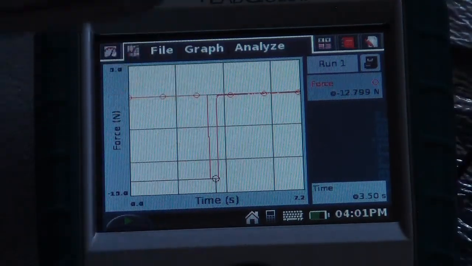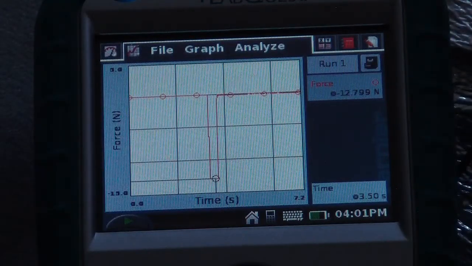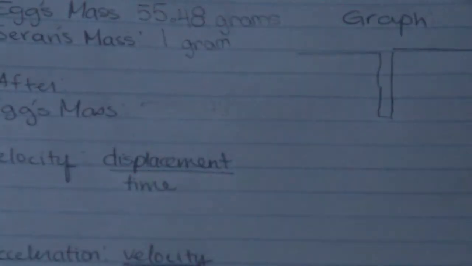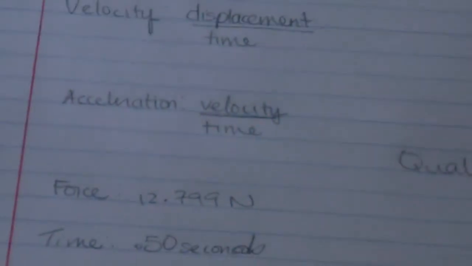And we also did a quick sketch of it. And now we're just going to find the velocity. And right now we will be showing you our notebook. This is our data, and while I calculate this, my partner will examine the egg.